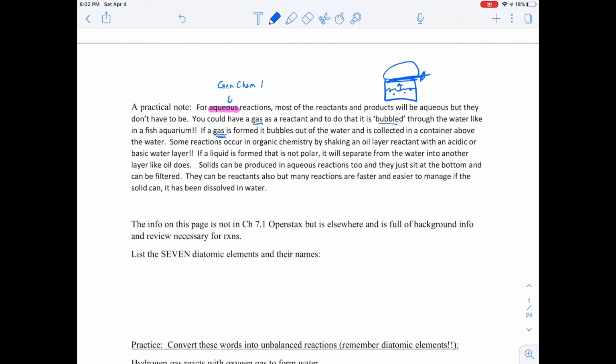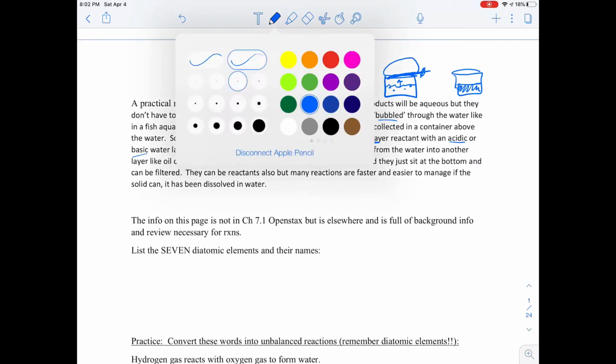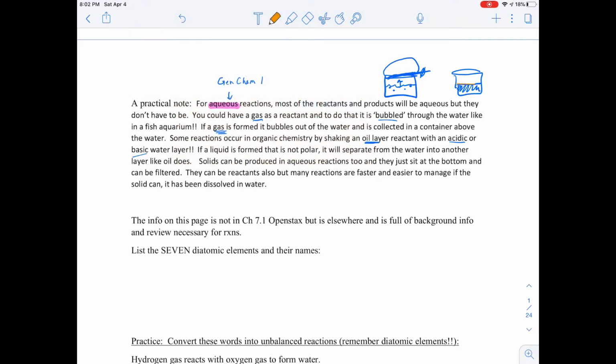Also, some reactions don't have to be all water. You could have an oil layer, because you know how if you take an oil layer and a water layer and shake it really hard, it emulsifies, and they pass through each other. If you do that with acidic or basic water, you can have a reaction happen in there. And sometimes when you do a reaction in the water layer, the product will be an oil that's on top, and sometimes it'll have a color, and sometimes it won't.